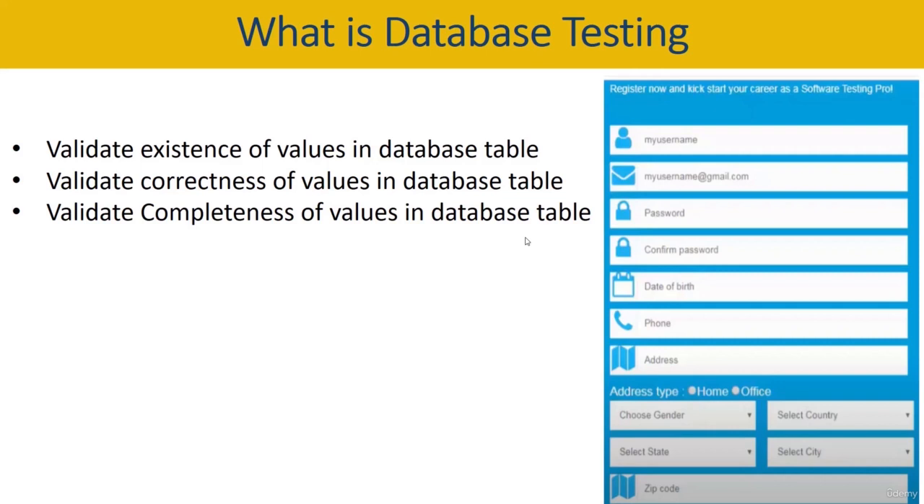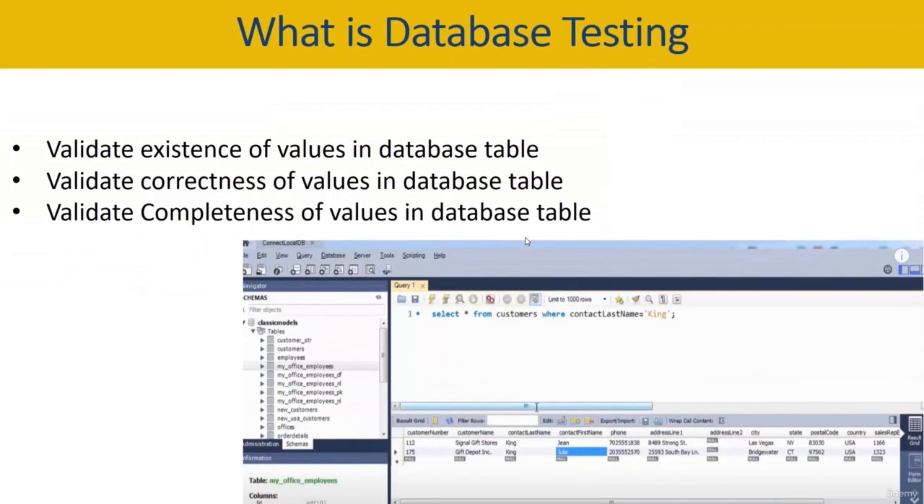The data should be stored completely in the respective customer table column, and should not be truncated. Your date of birth, phone number and address should be present in your customer table in the same way as they are presented in your front end GUI. So let's talk about this diagram, where I'm going to give you a real-time example of these three things.